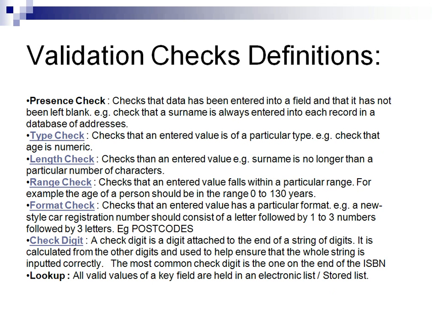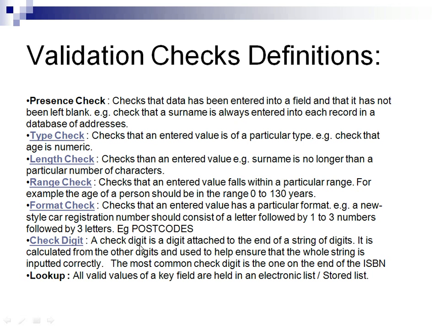So just in summary of all the validation checks, and then we'll look a wee bit more at check digits. We need to be aware of a presence check, making sure the data is entered and has not been left blank. A type check, making sure the data is of a particular type like date or numeric. A length check, making sure the data entered is a certain length, e.g. the surname should be no longer than 30 characters. A range check, making sure that somebody's age is between 0 and 130.